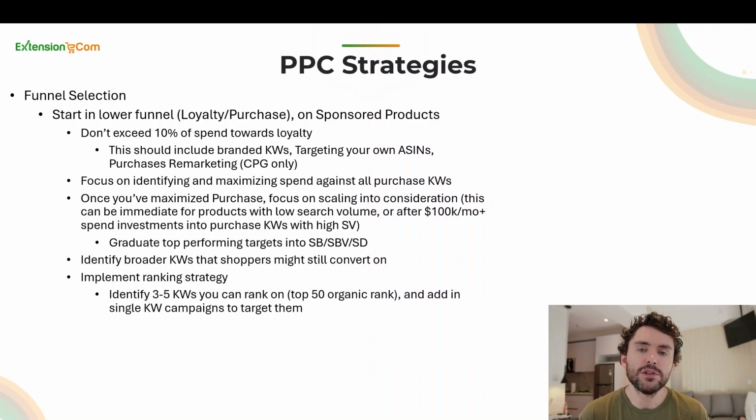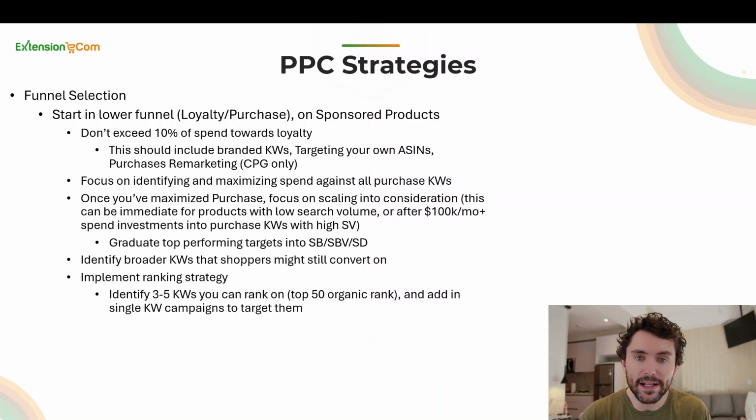And then last thing you want to do once you've got all of that moving is you want to implement a ranking strategy. So identify 3 to 5 keywords that you could rank on. Right now, you're top 50 on those. And what you want to do is you want to add them in as single keyword campaigns. And you want to go after those to try and influence the algorithm to improve your rank. Now, the ACoS here shouldn't be the number one KPI. You should really be evaluating, are we improving rank?